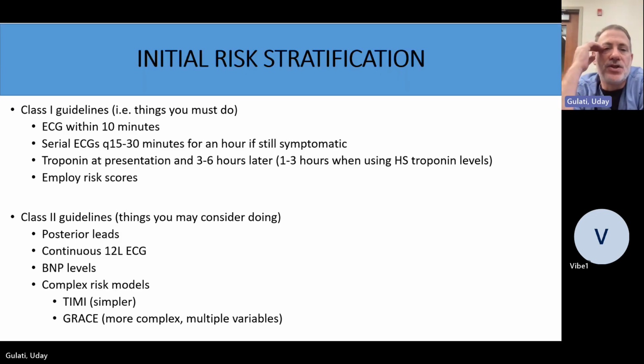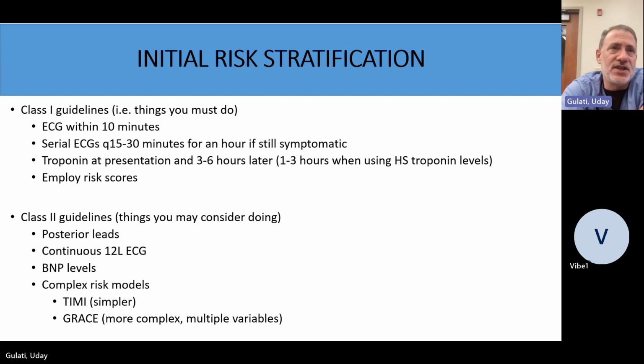All right. So before you're ever called on a patient, the ED should be getting an EKG. They don't do this enough. They're better about it here, but a lot of EDs are not good about this, but they should be getting ECGs every 15 to 30 minutes if patients are still symptomatic.